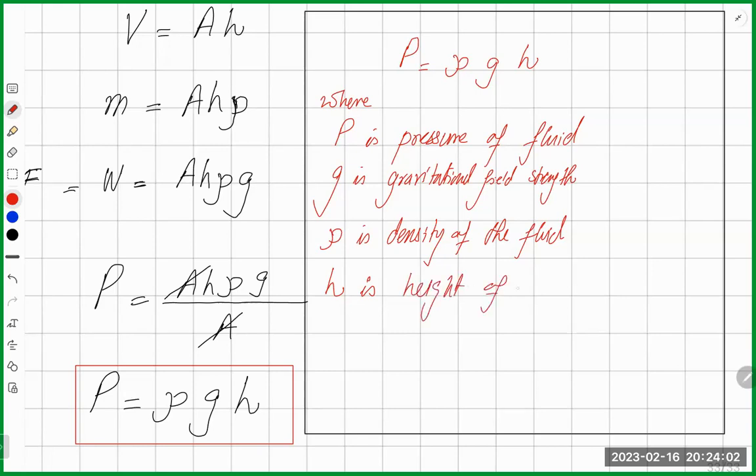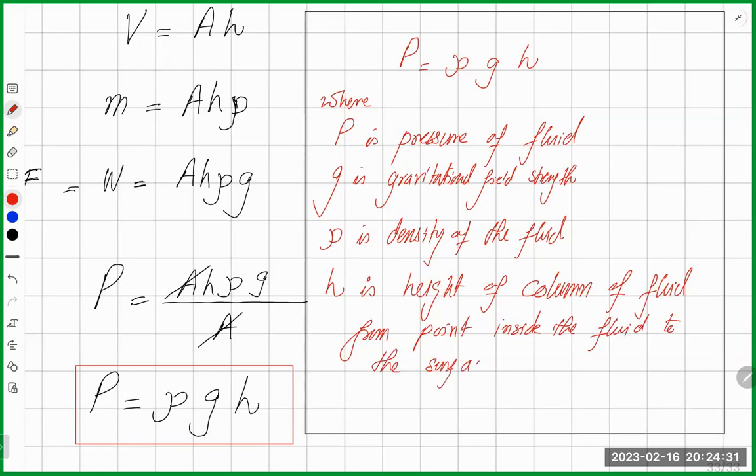The height of column of fluid from point inside the fluid to the surface. So actually, some people think that it is the height of the object. No, it is the height of the fluid above the point.